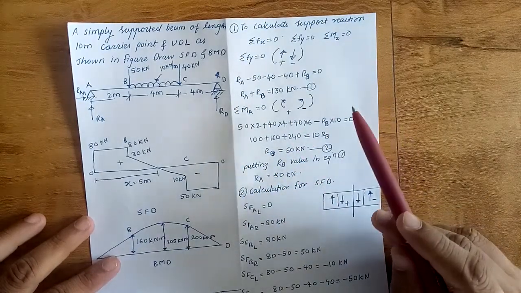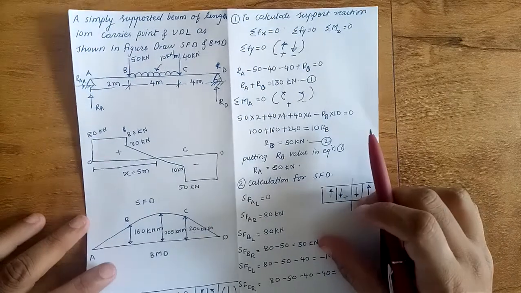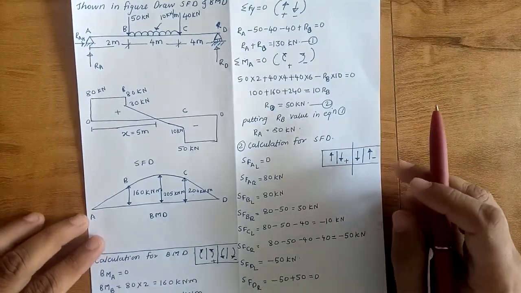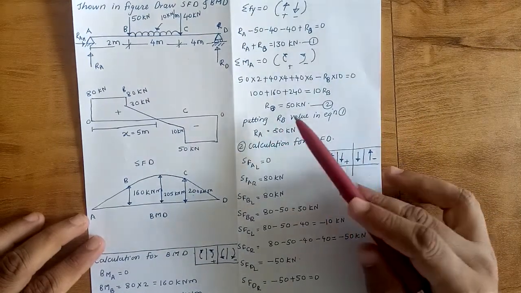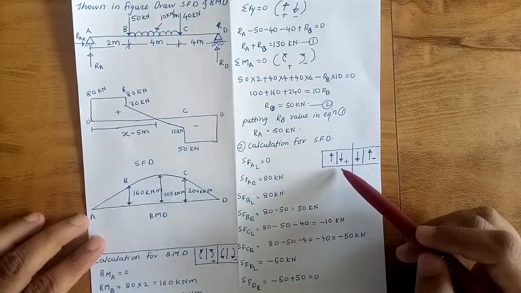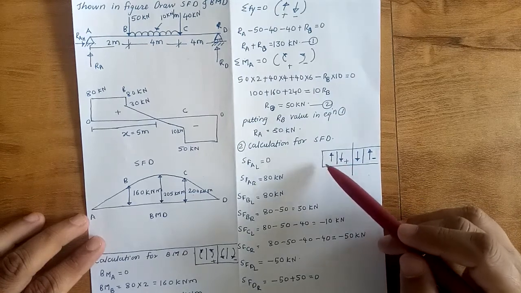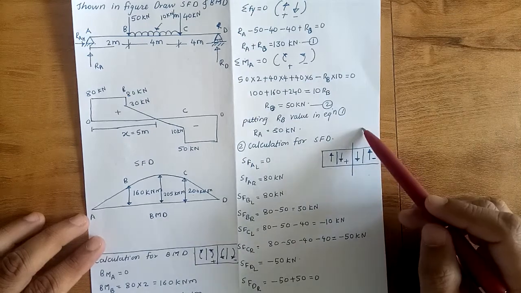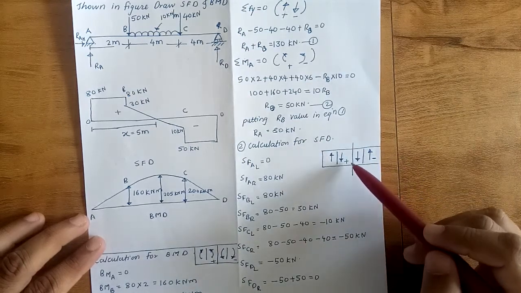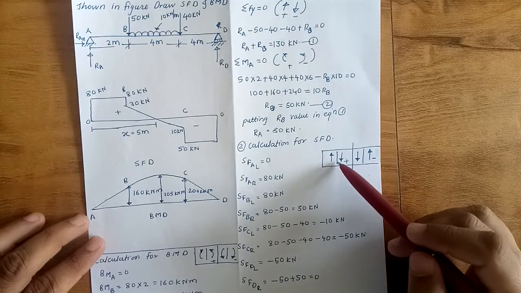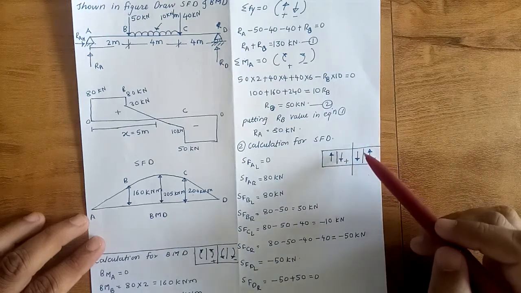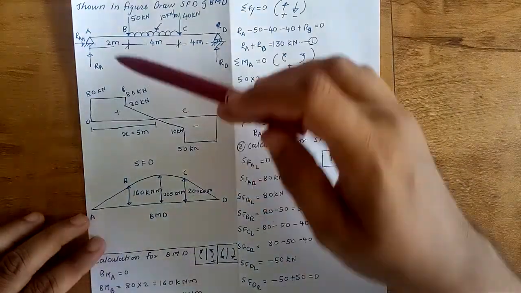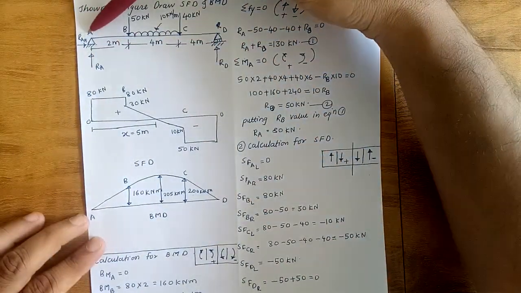The next step is calculation of the shear force diagram. I have already told you how we calculate the shear force diagram. We use this sign convention: towards the left of the section, if the force is in upward direction, or towards the right of the section, if the force is in downward direction, it is considered positive, and exactly opposite to it is the second sign convention.